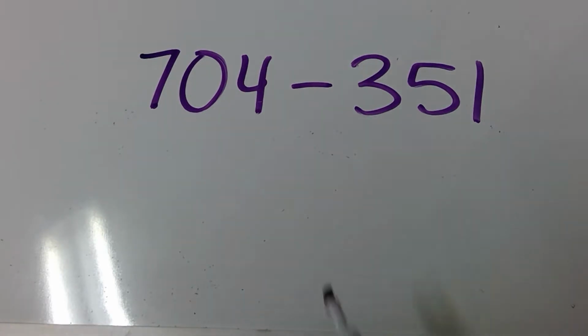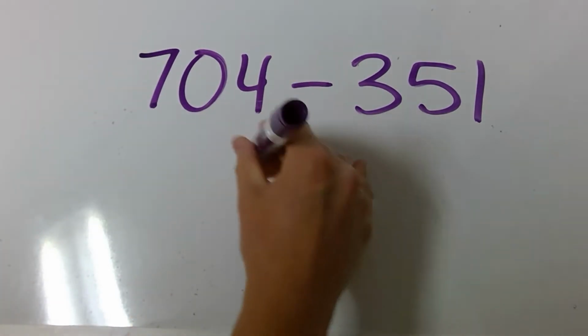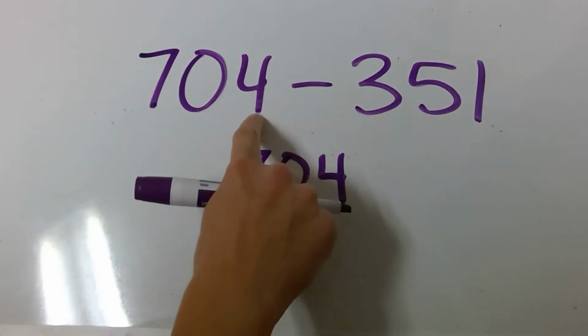All right, so if you clicked play, that means you've already solved it. So first number always goes on the top. Line it up by place value, the ones place underneath the ones place.